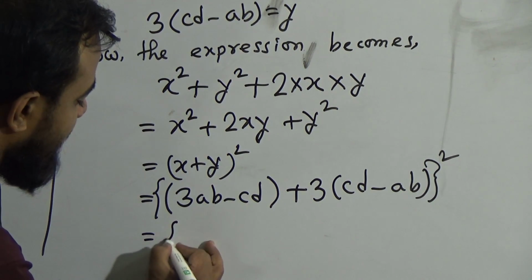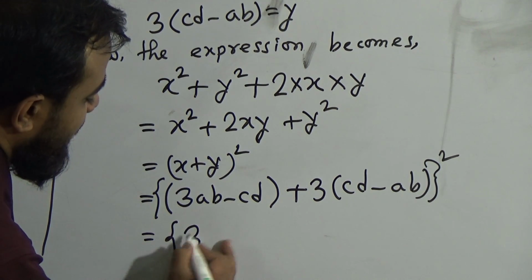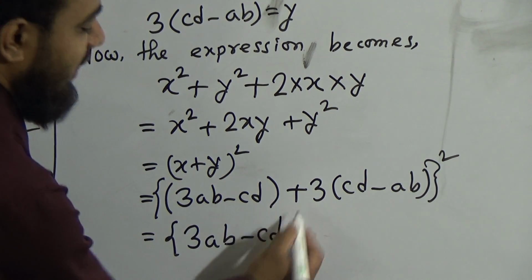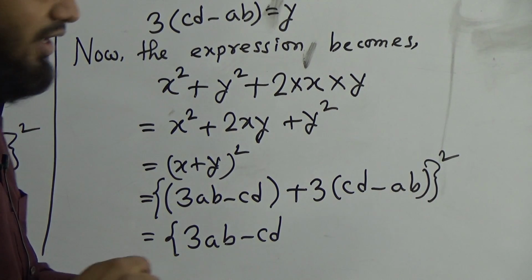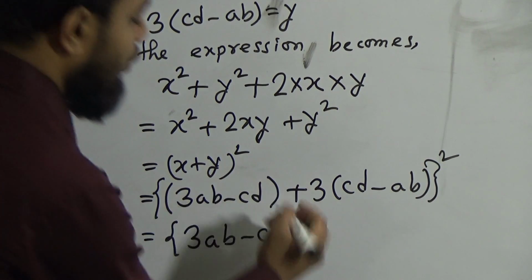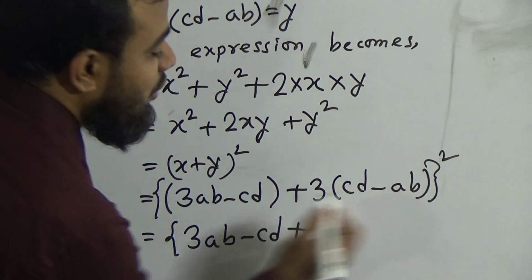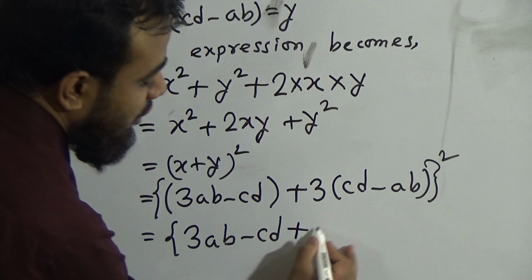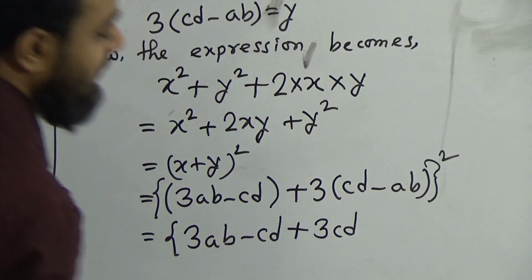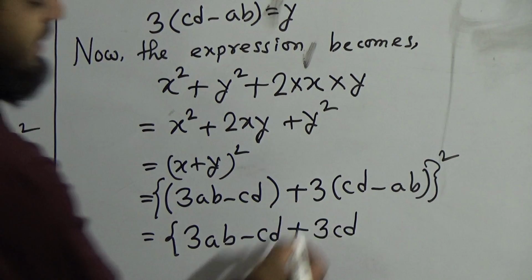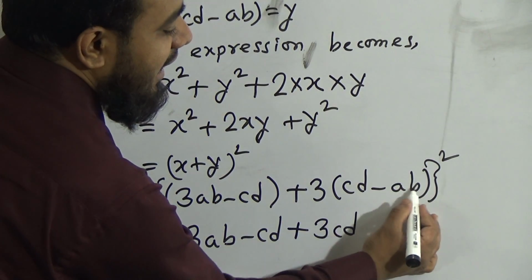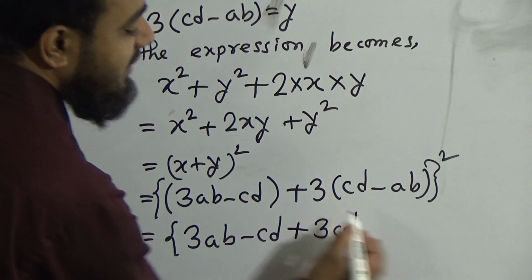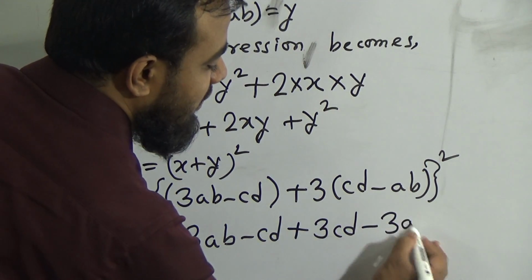To omit the first bracket, look, the second bracket remains unchanged, the first bracket is omitted, that means thrice AB minus CD will remain here, and this is plus sign, so the terms will not exchange their sign. 3 is multiplied with CD, so it will be 3CD. And my dear students, this 3 is also multiplied with minus AB, so minus AB with plus 3 will give minus thrice AB.